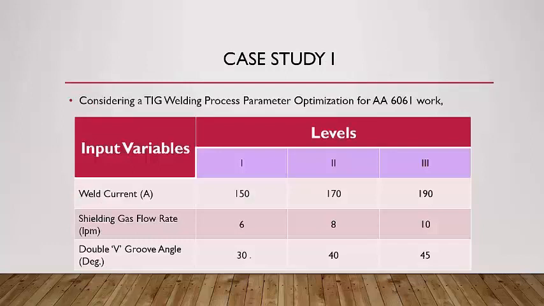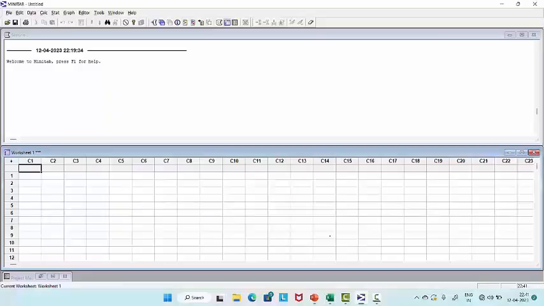For case study 1, I am considering a TIG welding process parameter optimization work on aluminum alloy 6061. Here the input variables weld current, shielding gas flow rate and double V-groove angle are considered at 3 different levels within the possible range. With the help of Minitab software, we can generate Taguchi's L9 orthogonal array table for this case.